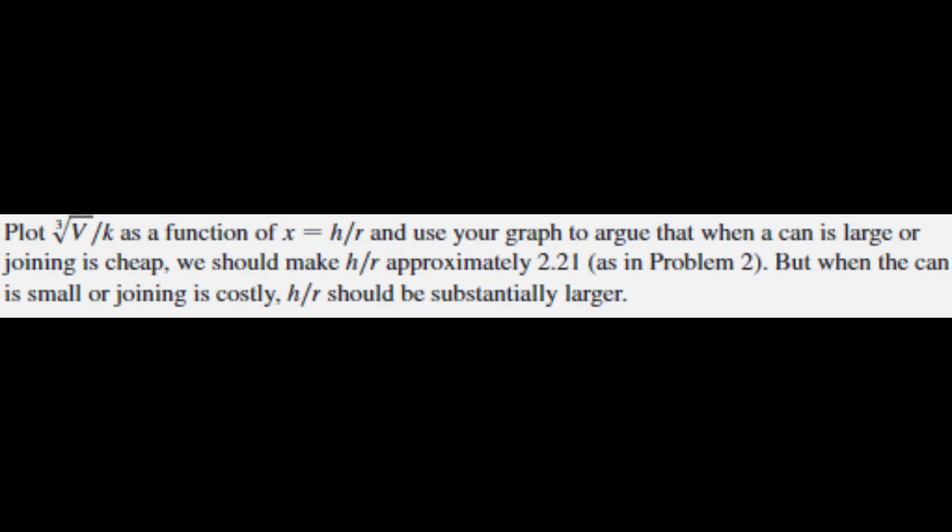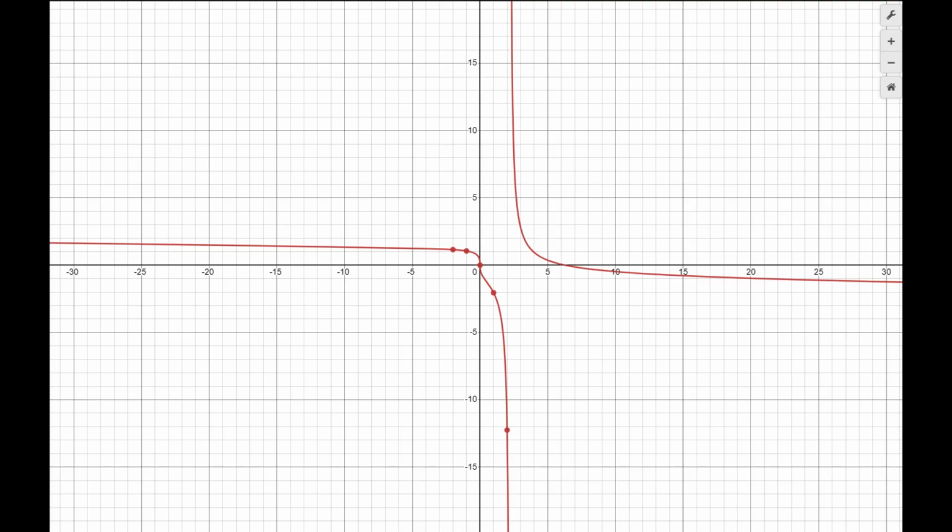So part 4 is asking us to plot the cube root of V divided by k as a function of x equals h divided by r, and use the graph to argue that when a can is larger or joining is cheap, we should make h divided by r approximately 2.21. But when the can is small or joining is costly, h divided by r should be substantially larger. So this part of the question is all about graphing our results.